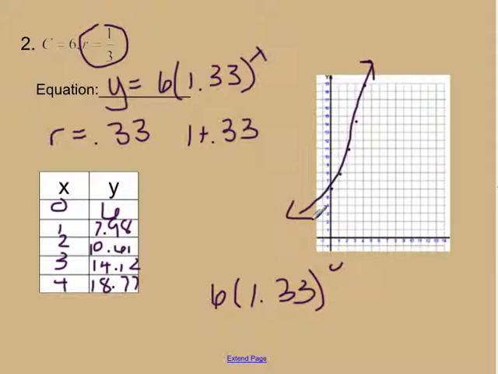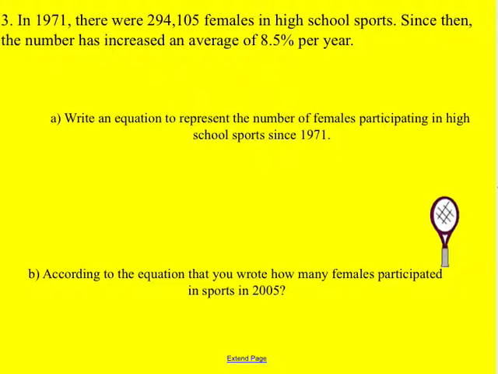So that right there is my graph for number 2. All right, let's take a look at number 3. For number 3, we want to figure out the number of females participating in sports.